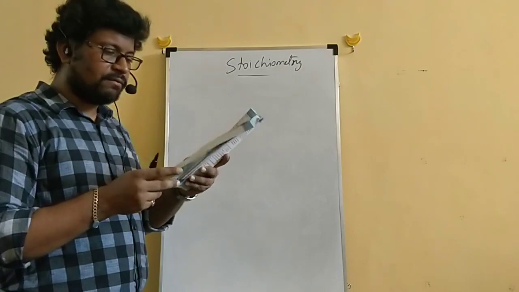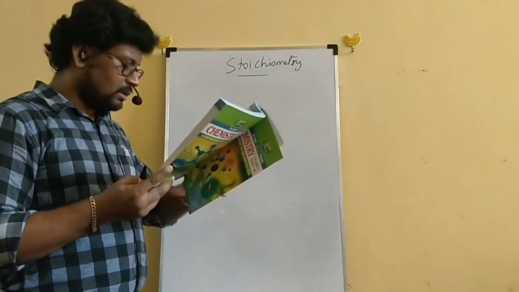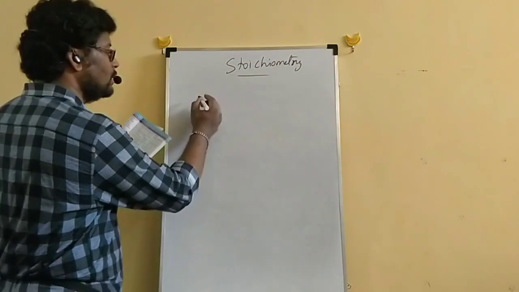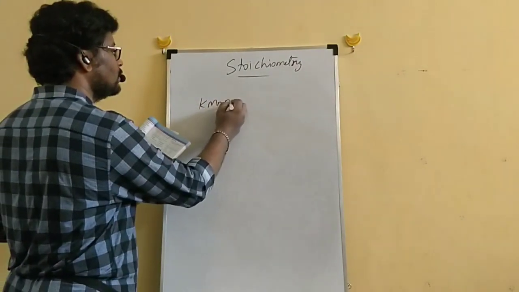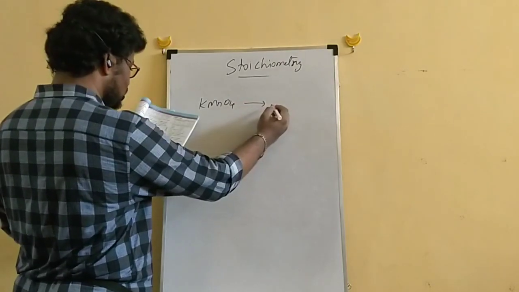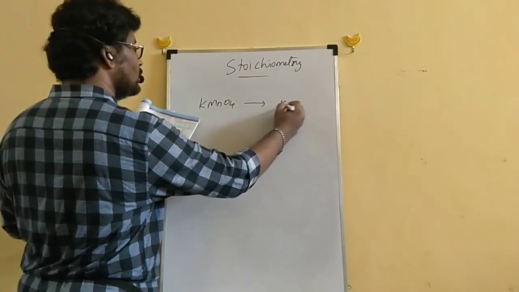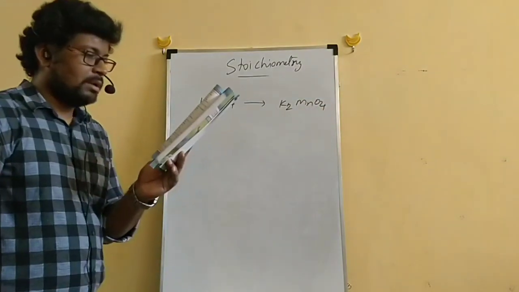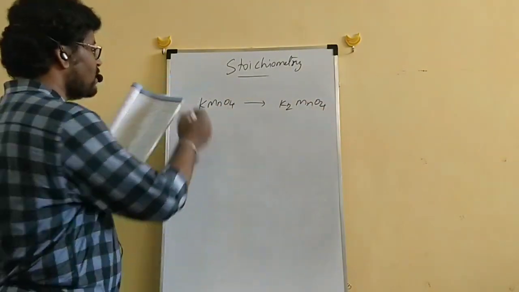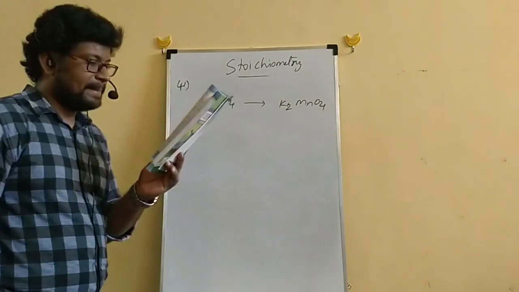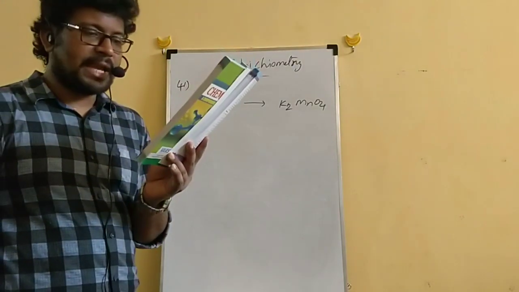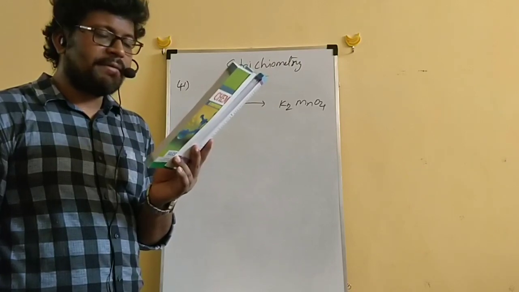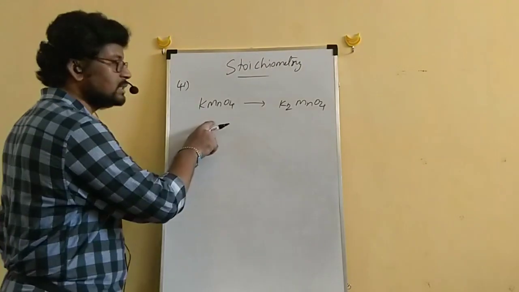Question number 41. Molecular weight of KMnO4 is capital M. In a reaction, KMnO4 is reduced to K2MnO4. The equivalent weight of KMnO4 is?